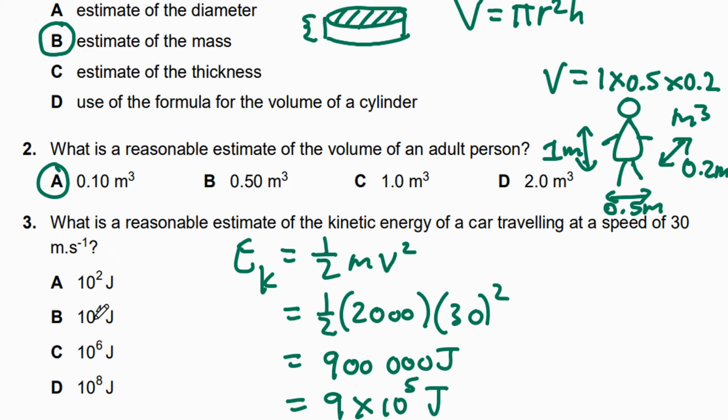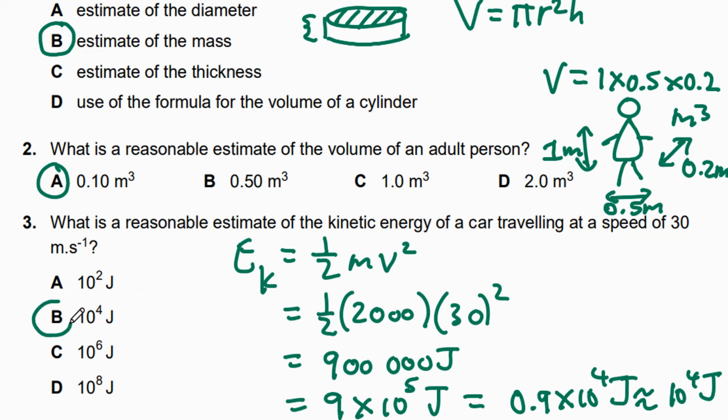This is not an option in these answers. But if we rewrite this value as 0.9 times 10 to the 6 joules, then this is approximately equal to 1 times 10 to the 6 joules. So the answer here will be B.